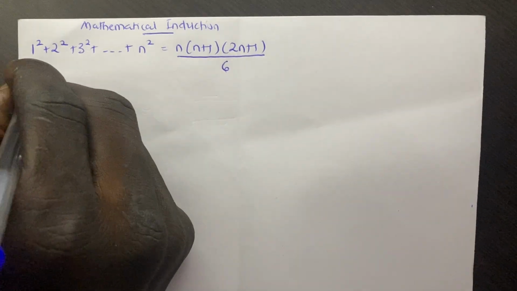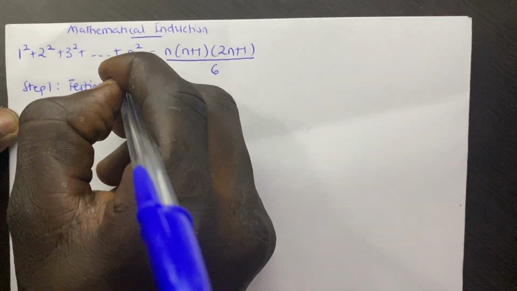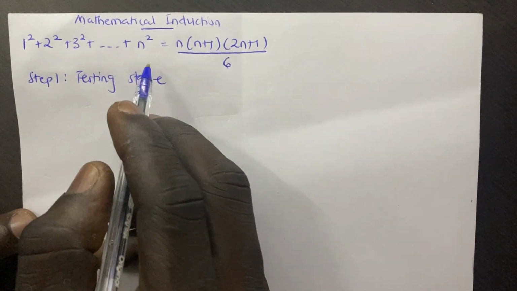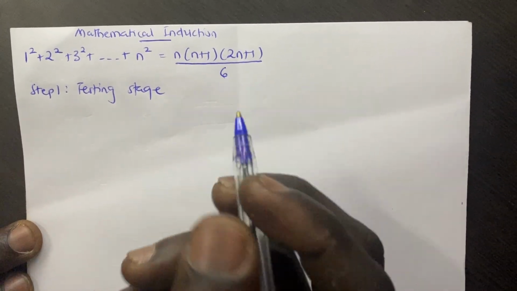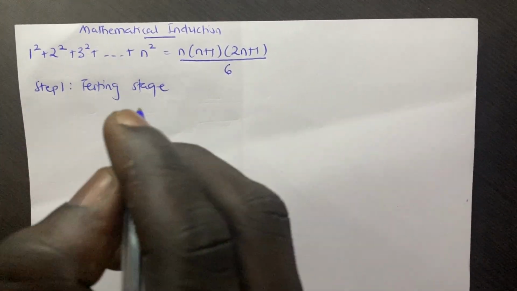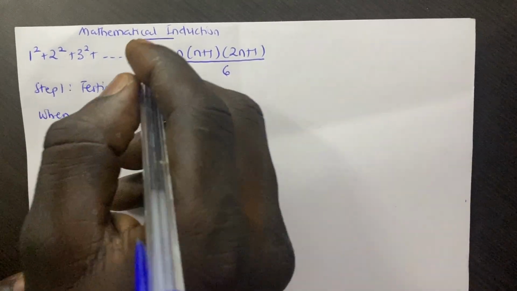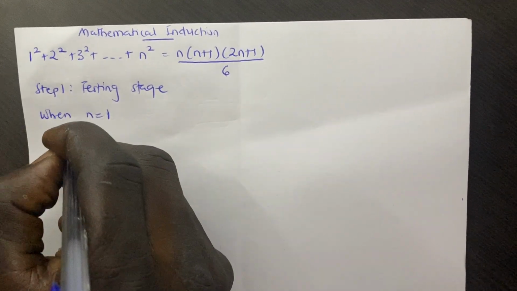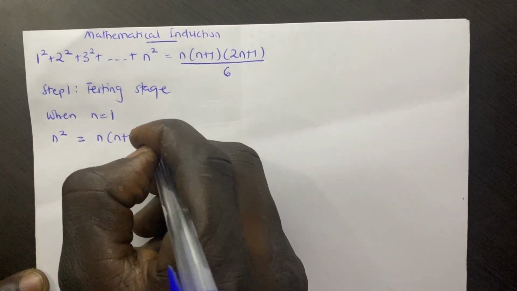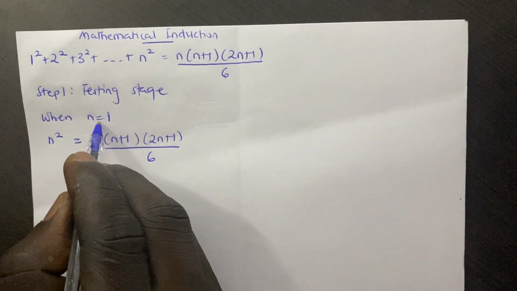So step 1, which is the testing stage. We have this series of numbers, and we are saying that this is equal to this. So we are going to start with when n is equal to 1. So we are testing this to see if it is true. So when n is equal to 1, we are going to get n squared is equal to n times n plus 1, 2n plus 1, all over 6. So wherever we see n, we put 1 there.